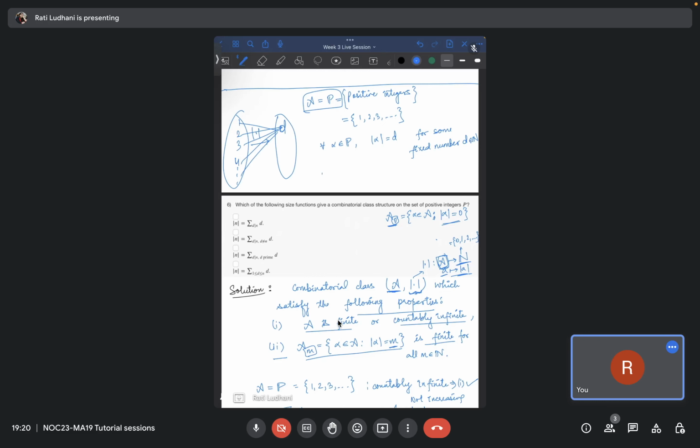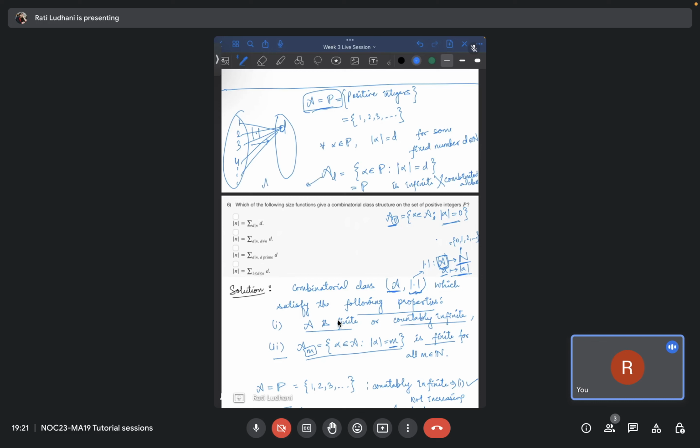So when you take Ad, what does it say? All the elements of P, so A is your P, such that size of alpha is equal to d. Now you know that all the elements are mapping to d, so this set is the full set P, right? And this is infinite, so this is not a combinatorial class. Okay, this is one example.